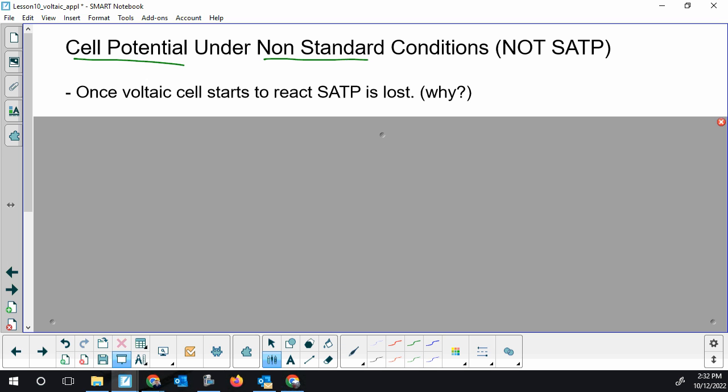So I'm going to start with voltaic cells and pose a question. Once a voltaic cell starts to react, we lose standard conditions almost right away. So I want us to think, why are we losing standard conditions even in a voltaic cell in the lab once you've run it for a couple minutes? I'm assuming the temperature wouldn't change that much. Cells won't get hot in a minute. So it's not temperature, it's not pressure.